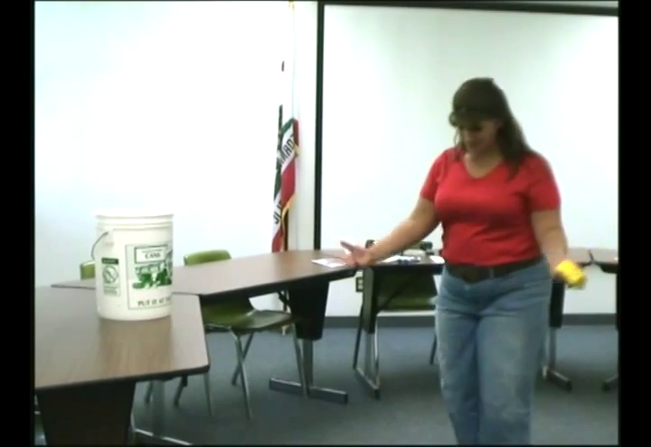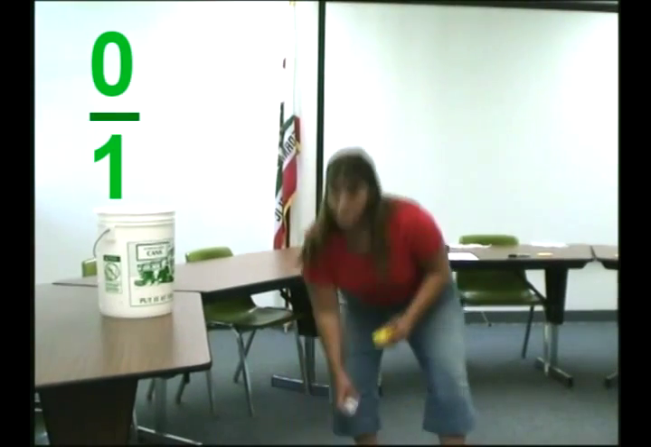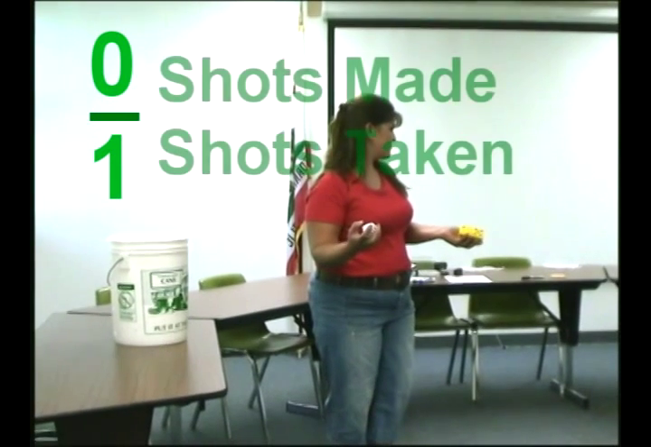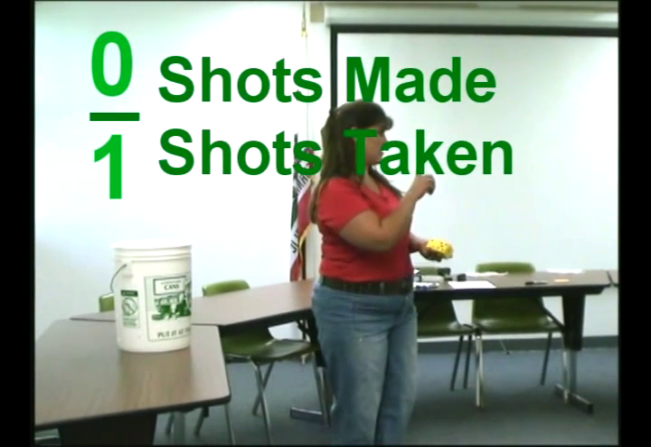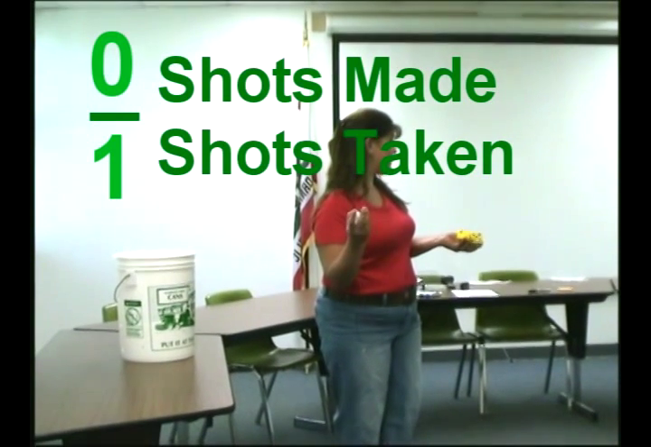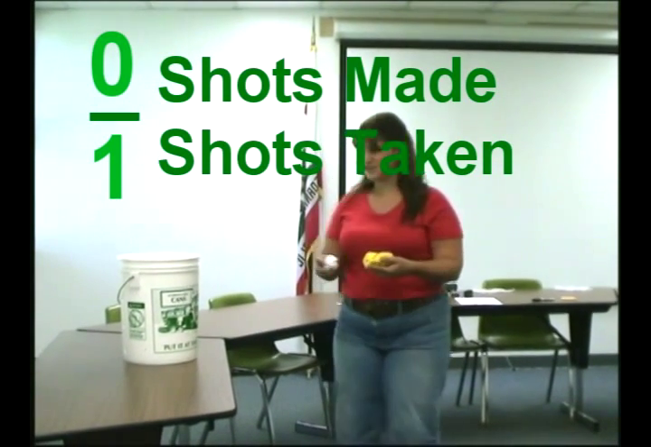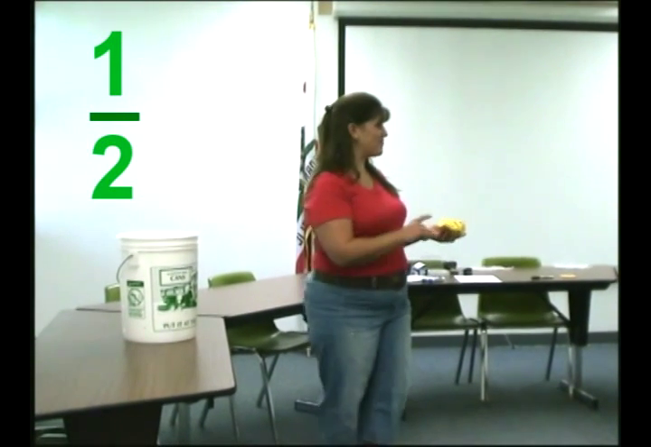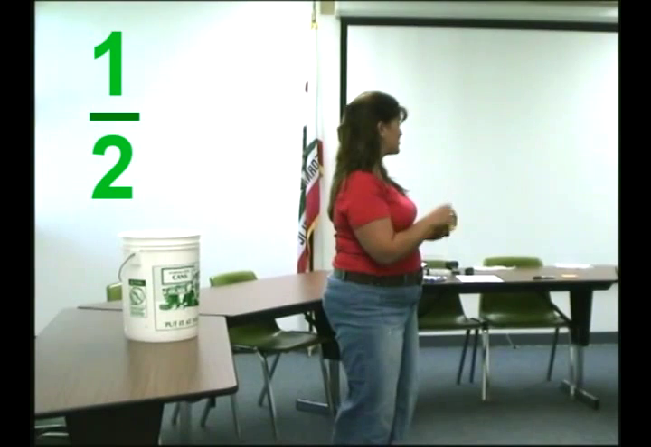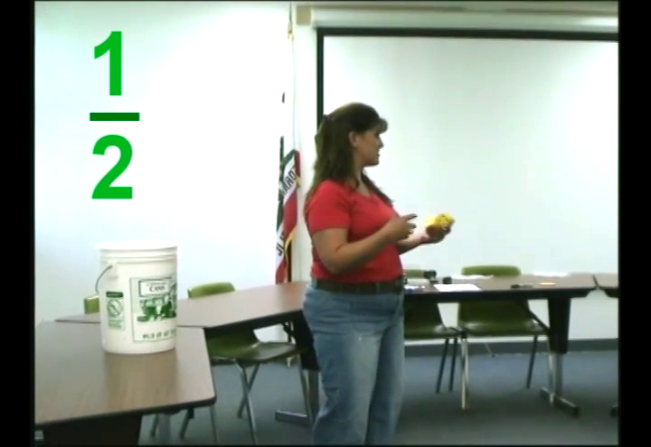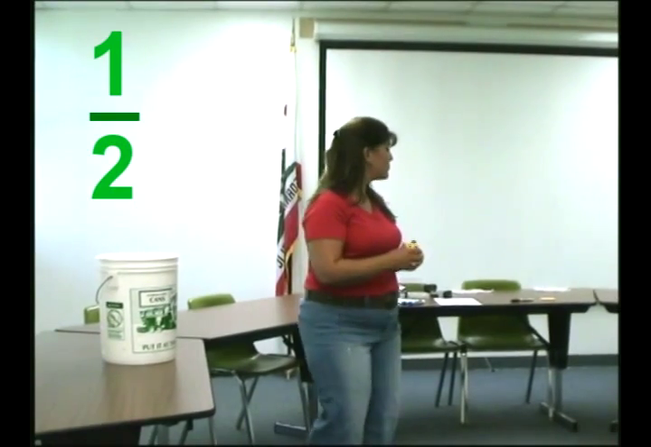I missed already. So I'm going to move up 1. So what fraction, how many shots have I made? 1. No, I've taken 1. I've made 0. So right now my fraction is 0 out of 1. So hopefully I can make it from there. All right, so I made it. So I've made 1, and how many shots have I taken? 2. So my fraction is 1 over 2, or 1/2.